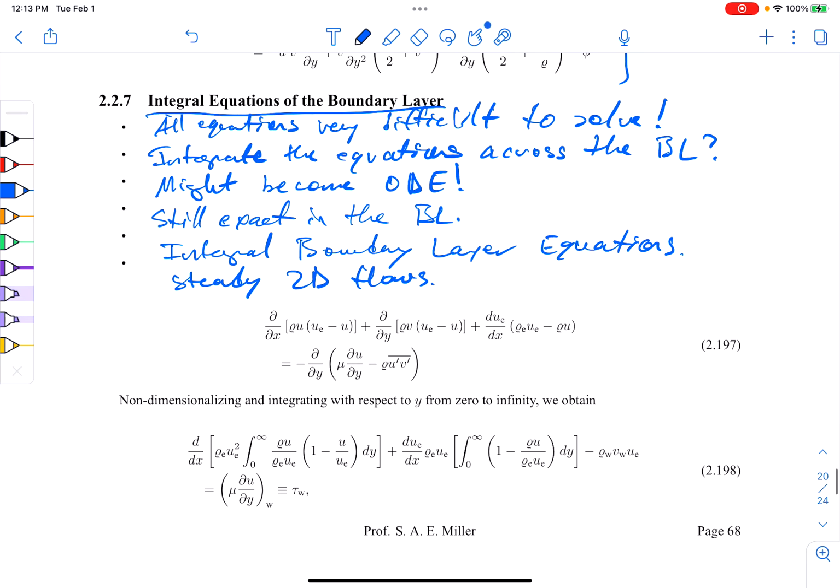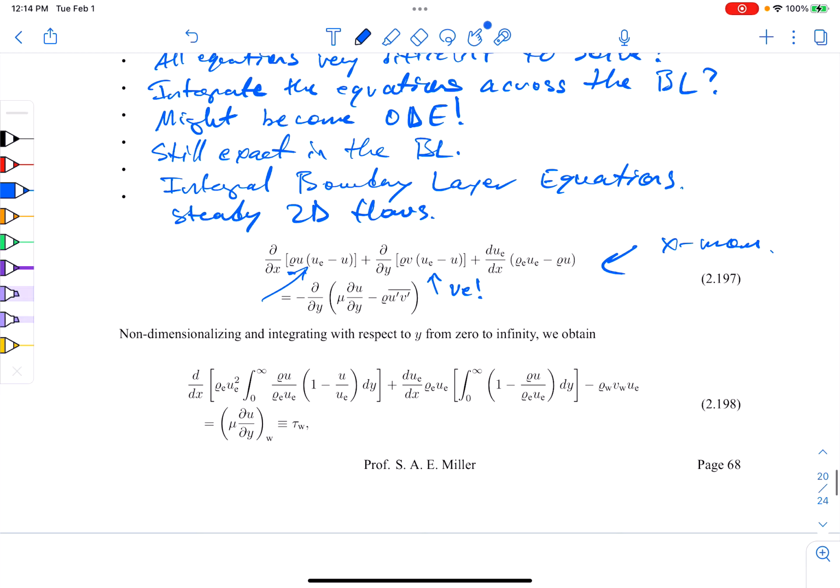Okay, so here's a particular equation, and you see I've written this x momentum equation in terms of having u_e in it. So if I non-dimensionalize this equation, and I integrate it in the y direction, you see it's dy. Here is the boundary layer, there's the wall, and this is the y direction.